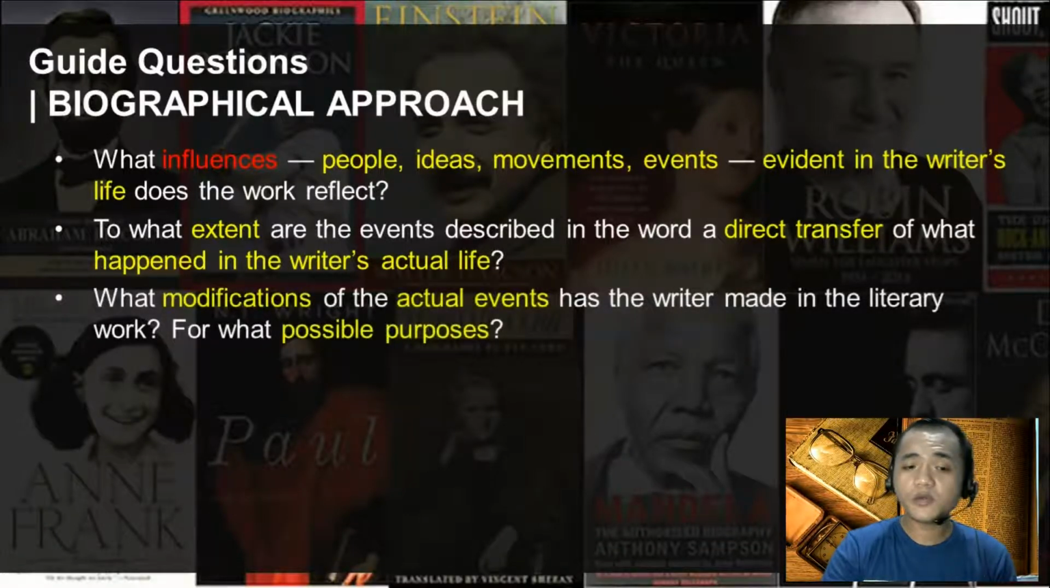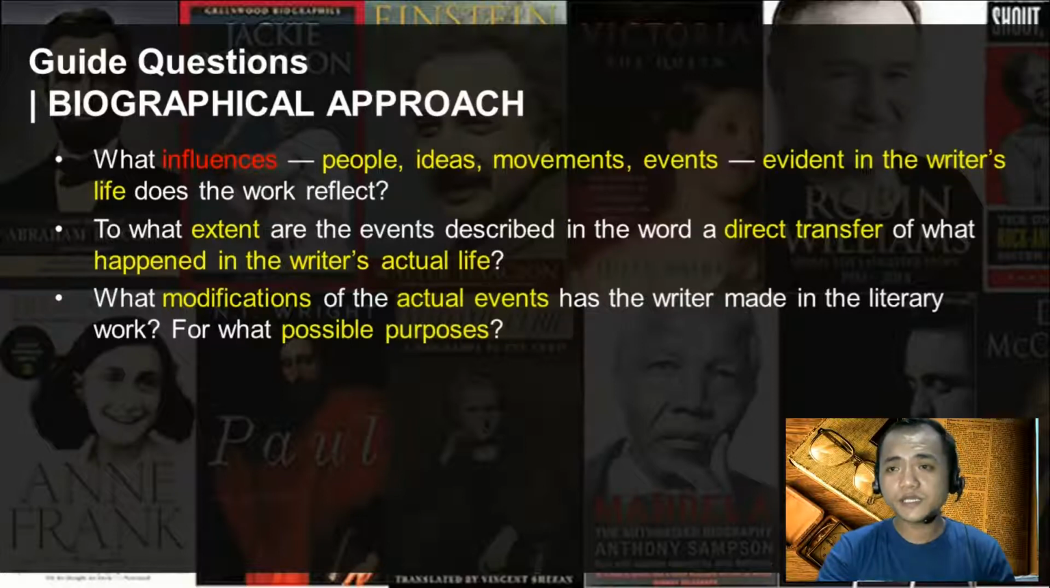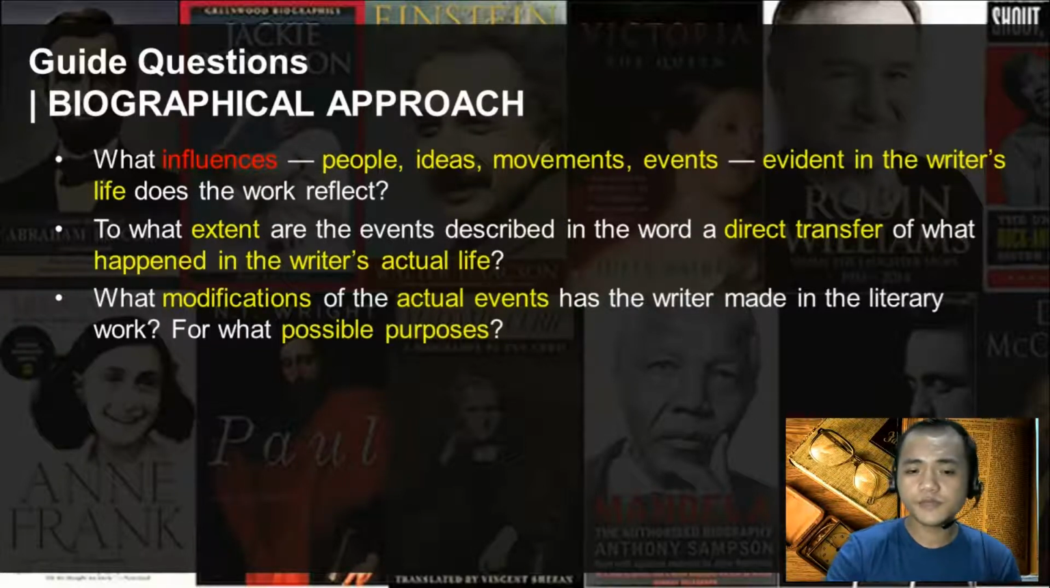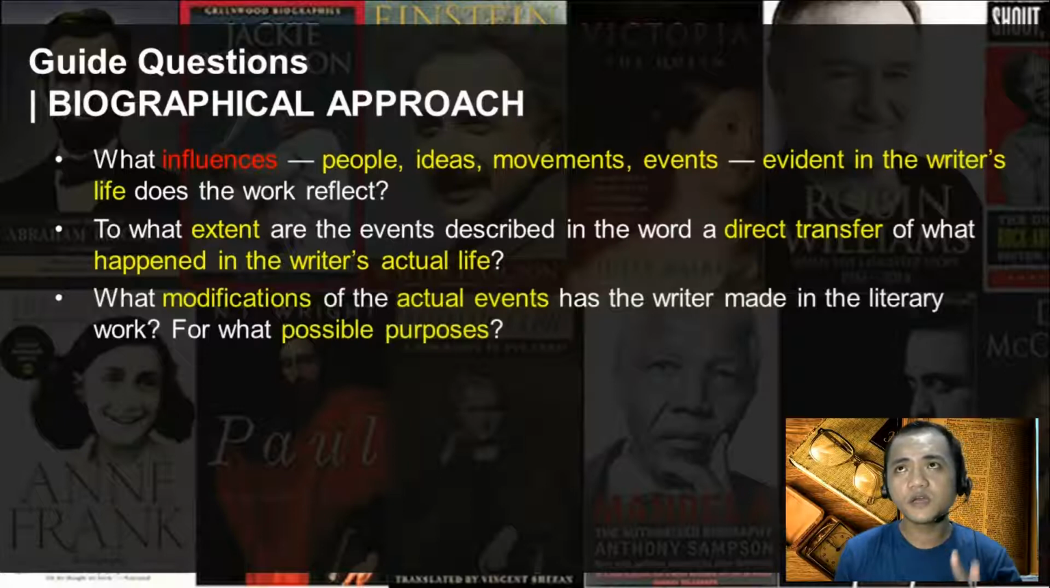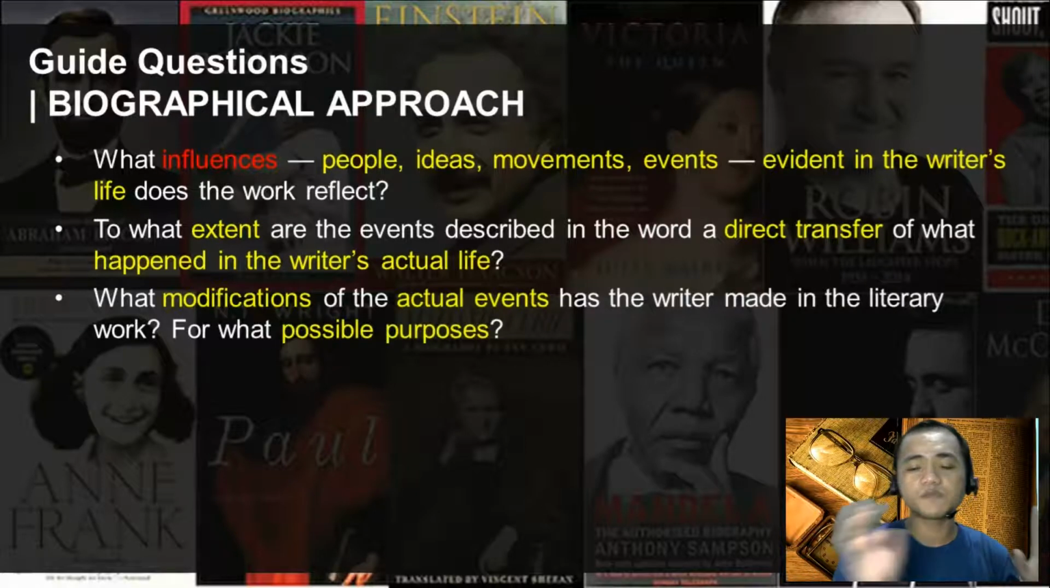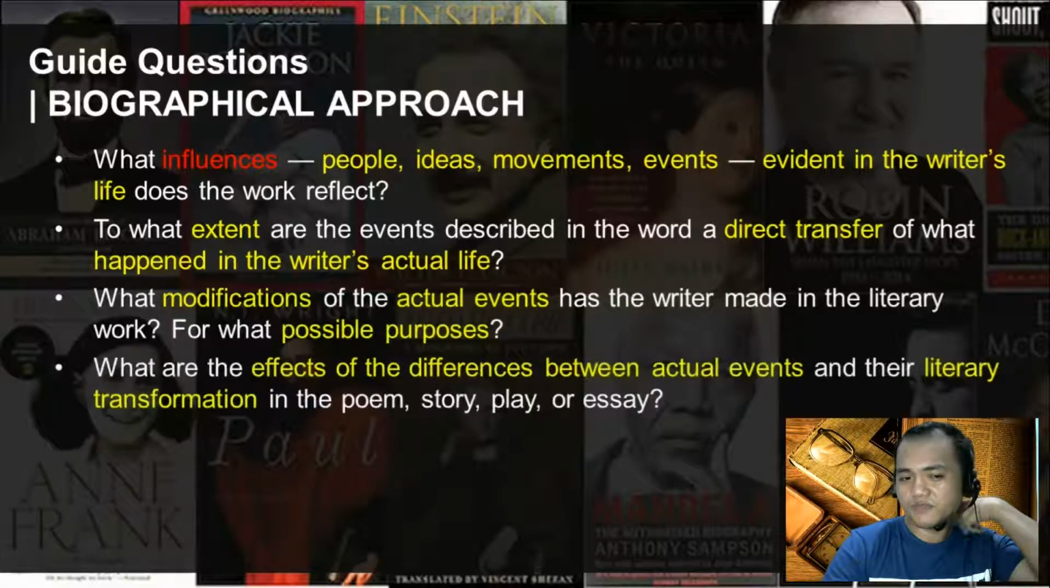Then we could also ask, what modifications of the actual events has the writer made in the literary work, for what possible purposes? So perhaps the writer really used a particular experience, but he changed some parts. So we could ask, why did the writer change some parts, and what could be his purpose in changing some parts of the story, and incorporating some parts of his experience to the story.